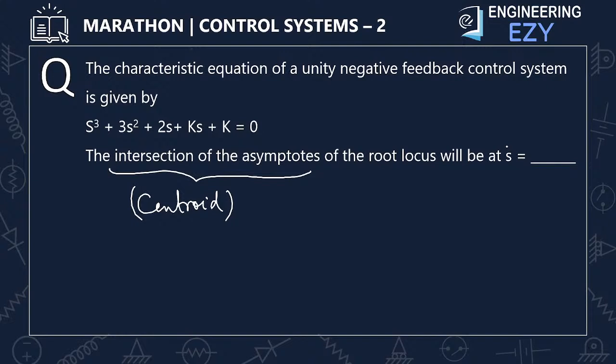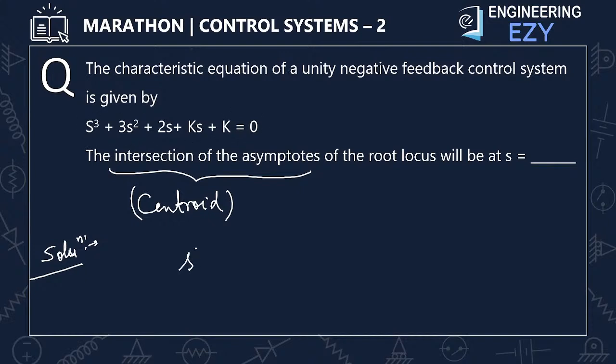Easy. If you make the characteristic equation, it is s square plus s cube plus 3s square plus 2s plus ks plus k is equal to 0. To make the open loop transfer function using the characteristic equation, and once you calculate the open loop transfer function, you can calculate the centroid as well. So the important point is you have to calculate the open loop transfer function using the characteristic equation.